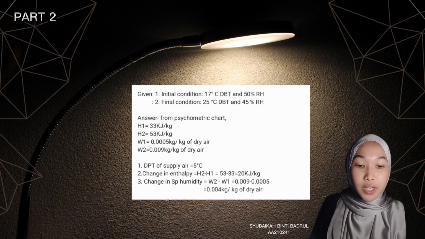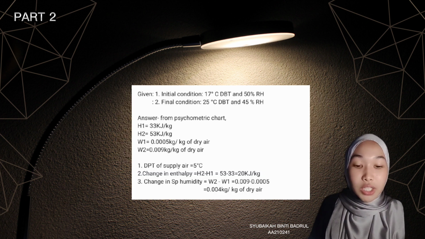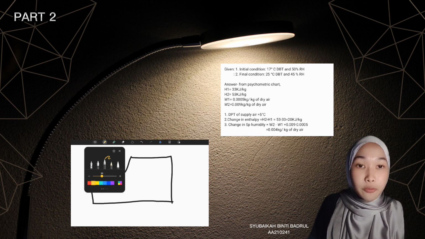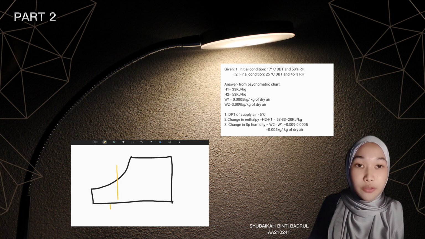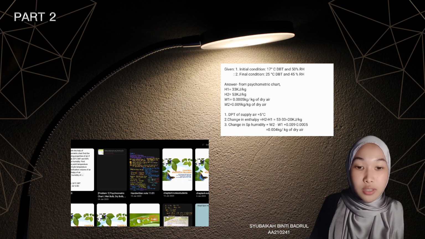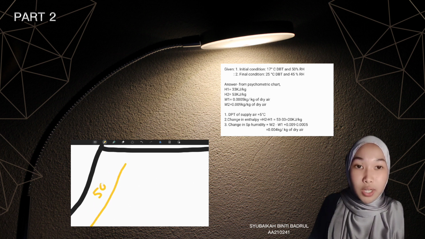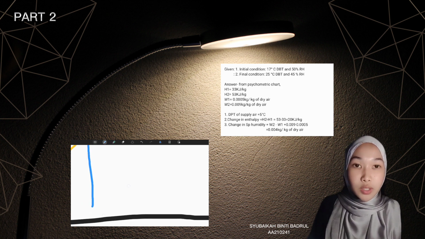So first, we will write down the data which have been provided. The given data for properties of air at initial conditions is 17 degrees Celsius dry bulb temperature and 50% relative humidity. And for final conditions, it is 25 degrees Celsius dry bulb temperature and relative humidity decreased by 5%, that is 45% relative humidity. As you can see, dry bulb temperature has increased from 17 degrees Celsius to 25 degrees Celsius from initial to final conditions. So here, you first have to mark initial and final conditions on a psychrometric chart. Now, we have the process 1 to 2.